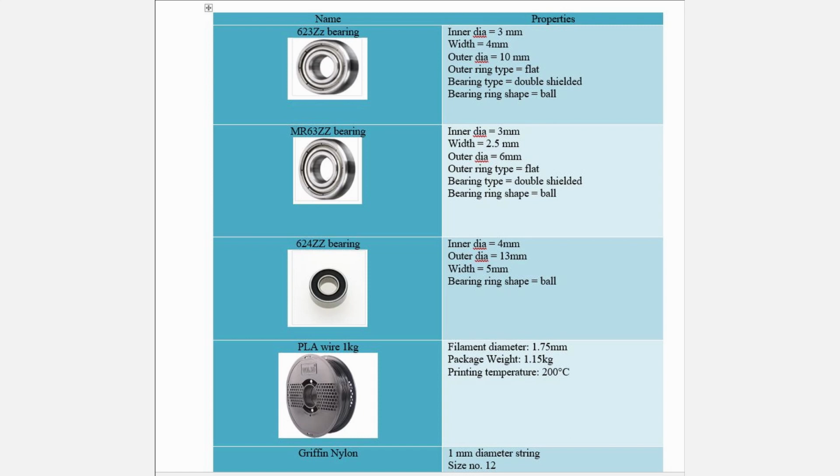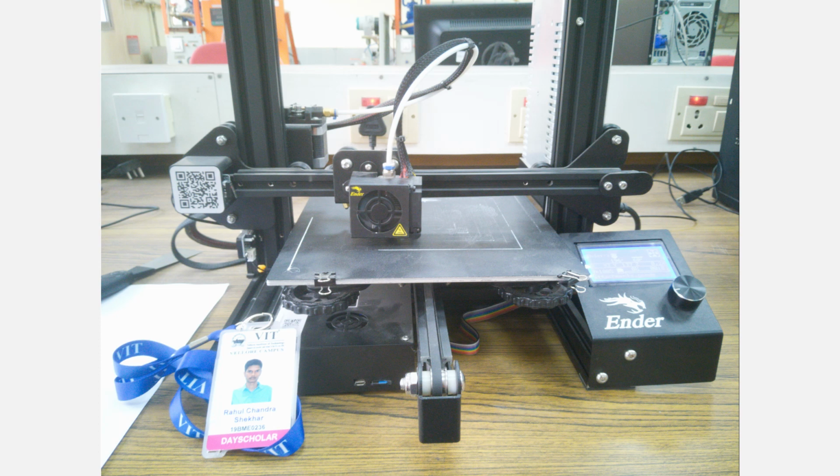After designing the CAD model, we selected appropriate parts and materials for our model. For smooth rotation, we selected bearings of diameter 6 mm, 10 mm, and 13 mm. For string, we selected Griffin nylon thread of size 12, and for printing, we selected PLA material. The 3D printer used by us is the Creality Ender 3 printer.